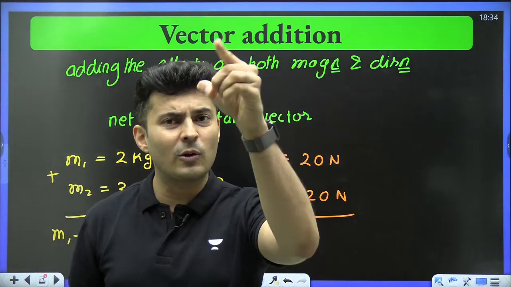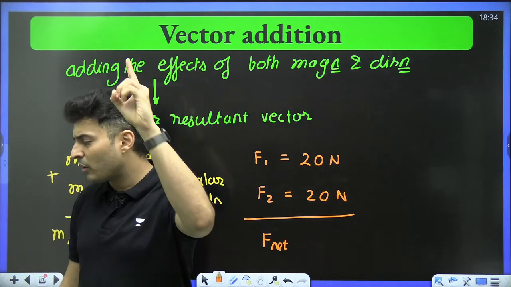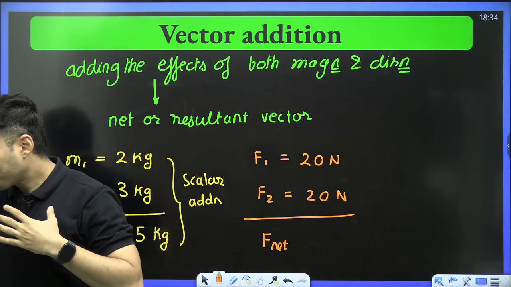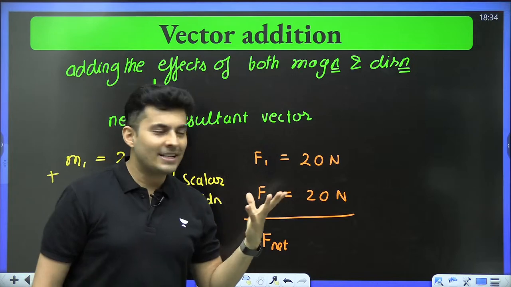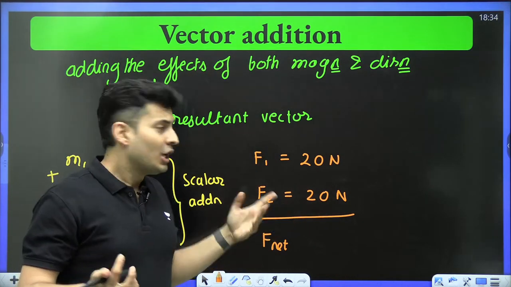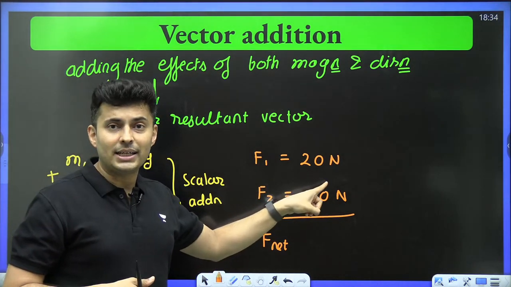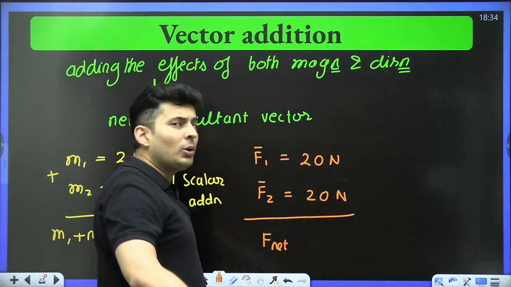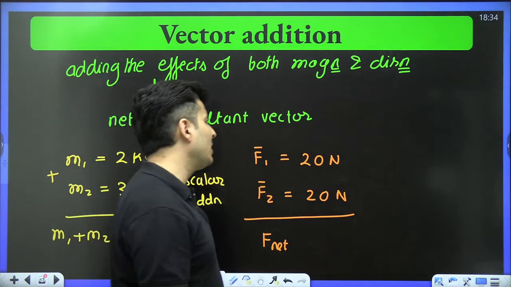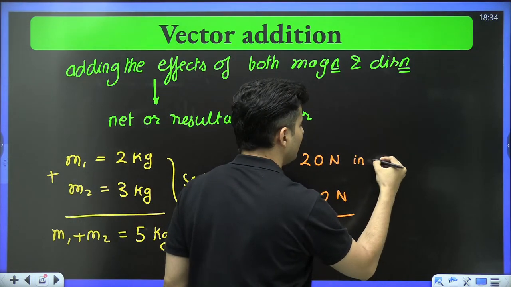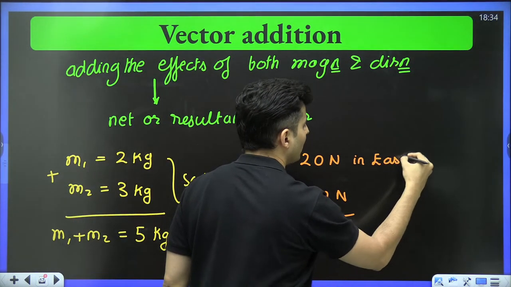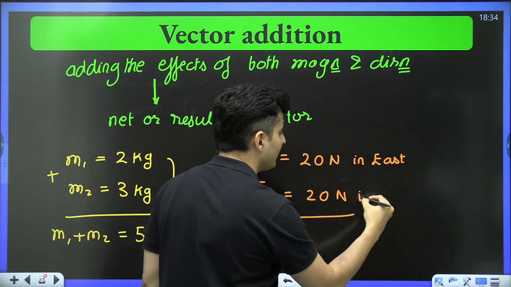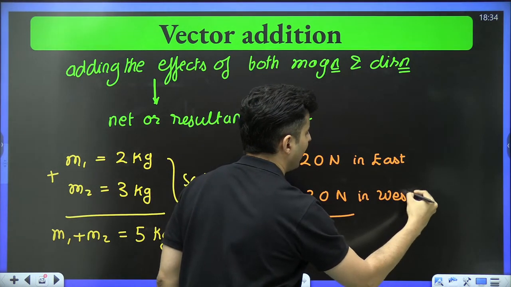Is force a scalar or a vector? Hello, Gopika. Yes, is it a vector or a scalar? It's a vector. So it will be illegal for me to write it like this. So I need to put a bar. 20 Newton, you need to tell me in what direction. Let's say I tell you it is in the east direction. Let's say this is in the west direction.